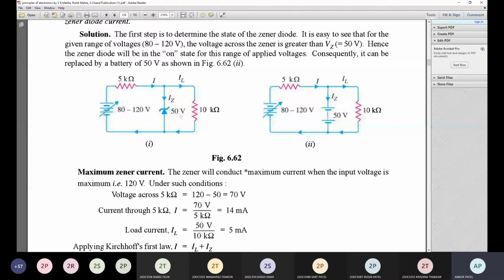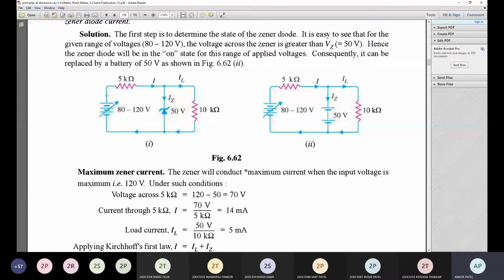So in the first condition, the generator will conduct maximum current when the input voltage is maximum, 120 volt. Under such conditions, the voltage across the 5 kilo ohm is EI, 120, minus this 50 volt. That we have seen in the presentation: voltage drop across R is equal to EI minus E0. According to that, EI is the input voltage 120, and E0, or VZ, is across the load resistance, so that is 70 volt.